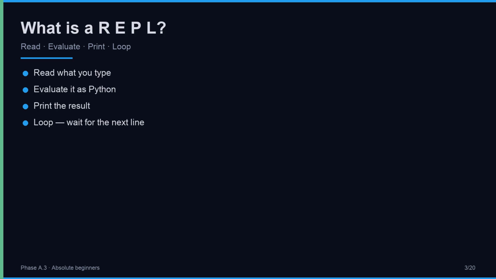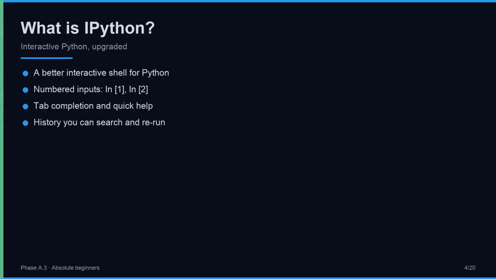Pause the video anytime and try the idea yourself in IPython when it fits. IPython means interactive Python, an upgraded shell for experimenting. Inputs are numbered, In 1, In 2. You get tab completion, quick help with a question mark, and history you can search. It is still Python, the experience is just made for learning. Especially remember, a better interactive shell for Python. Take a moment with this idea before we move on.